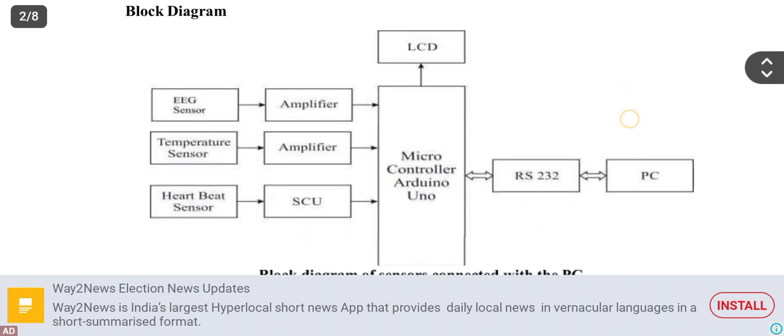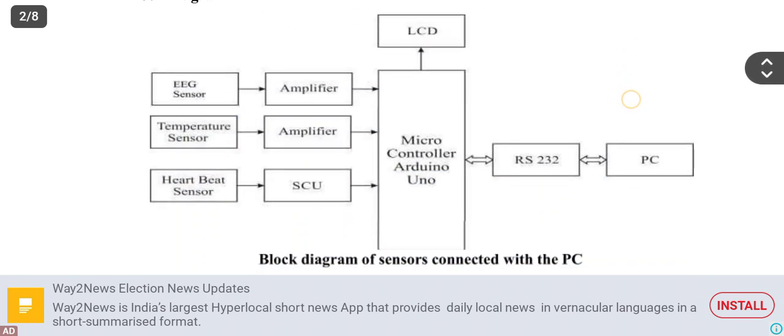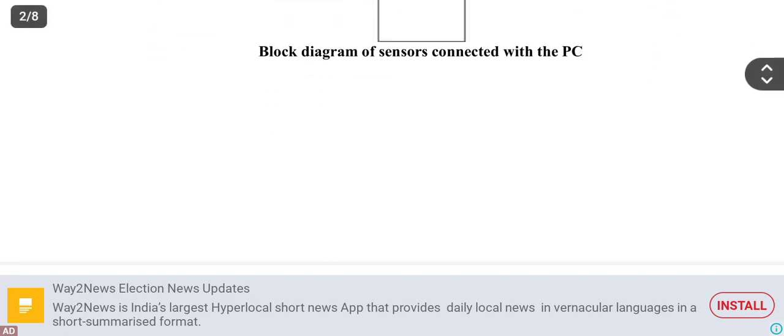The block diagram used for the sensors connected to the PC is represented in this figure. The various sensors like the heartbeat sensor, temperature sensor, and ECG are all given to the microcontroller after amplification. The PC is connected with the controller using RS-232. The output parameters are represented on an LCD.